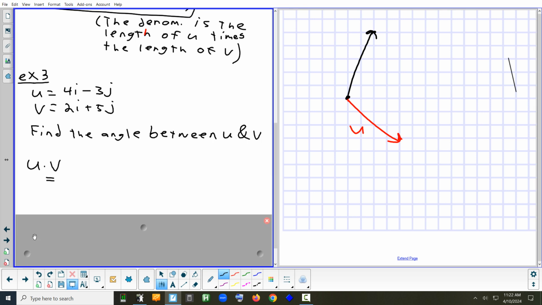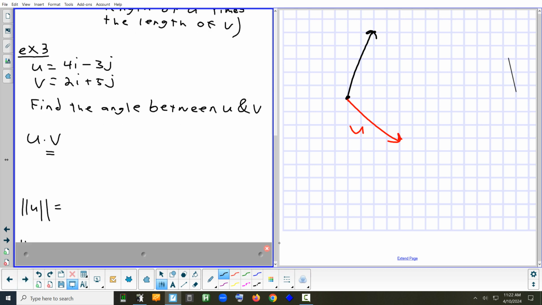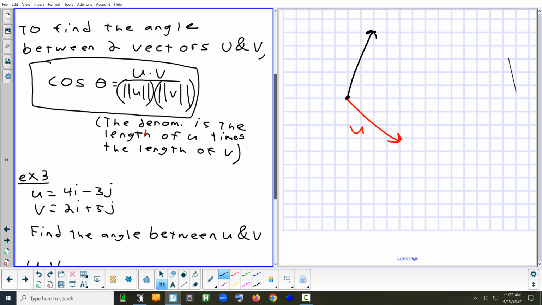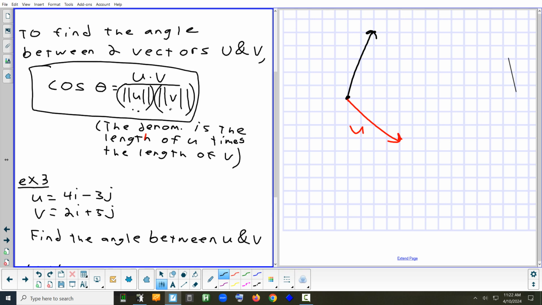First thing I need is the dot product. Then I need the magnitude of u, then the magnitude of v, and I plug them all into the formula. We're not going to need the third side, because we just need the length of two sides in the formula, just u and v. This formula shortens the amount of work from the law of cosines.